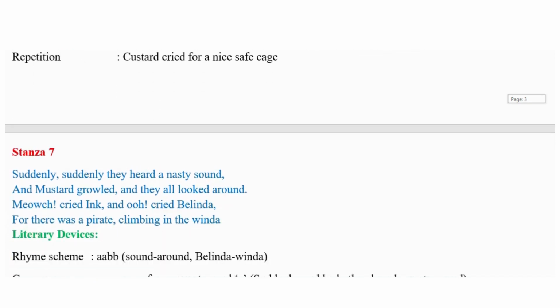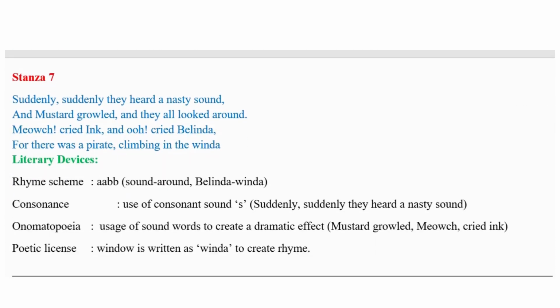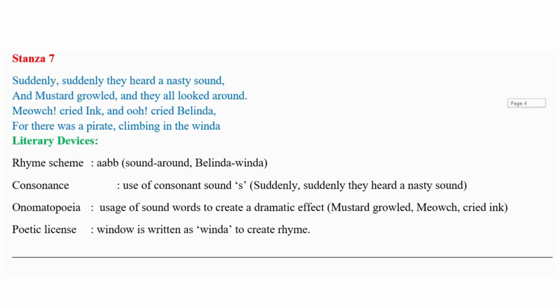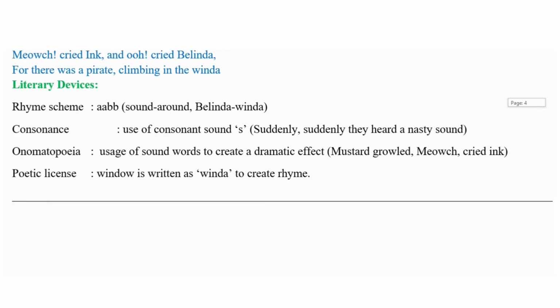Then stanza 7. Rhyme scheme AA, BB. You can see the usage of the literary device consonance, use of a consonant sound: suddenly they heard a nasty sound. Then again onomatopoeia you can find here: Mustard growled, meow, cried, ink. And one more poetic license is used here. Window is written as winda to create the rhyme scheme.